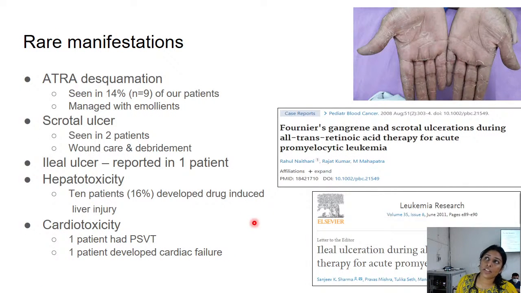Coming to the rare manifestations seen: ATRA desquamation was seen in 14% of our patients, which is managed with emollients. Scrotal ulcers were reported in 2 patients. Ileal ulcer was reported in 1 patient. Hepatotoxicity was seen in 16%, probably due to various drugs we used during induction. Cardiotoxicity was reported in 2 patients: 1 patient had a PSVT, whereas the other had cardiac failure.